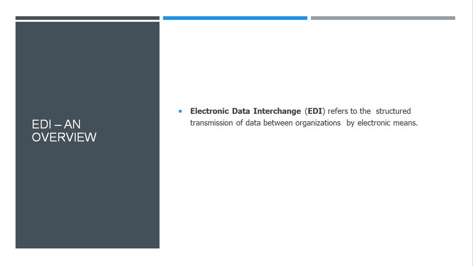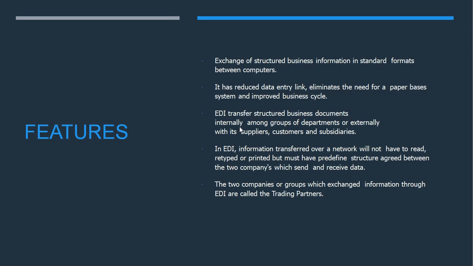When you come to the features of EDI, it exchanges structured business information in standard formats between computers. The main important feature is that it always exchanges structured information alone. It reduces data entry, eliminates the need for paper-based systems and improves the business cycle. EDI transfers structured business documents internally among groups of departments or externally with suppliers, customers and subsidiaries.